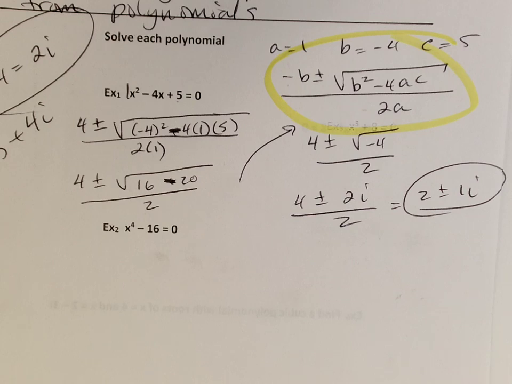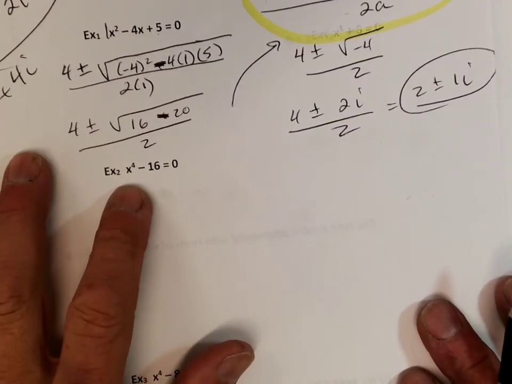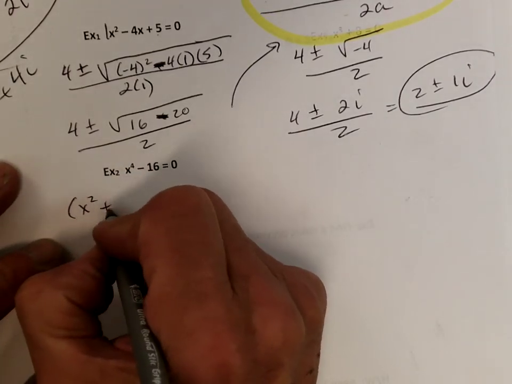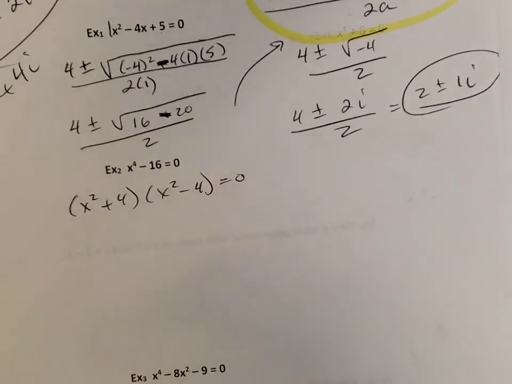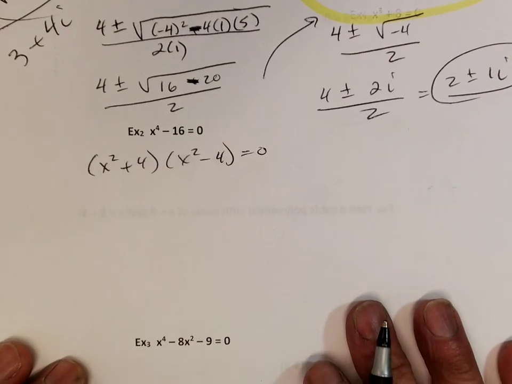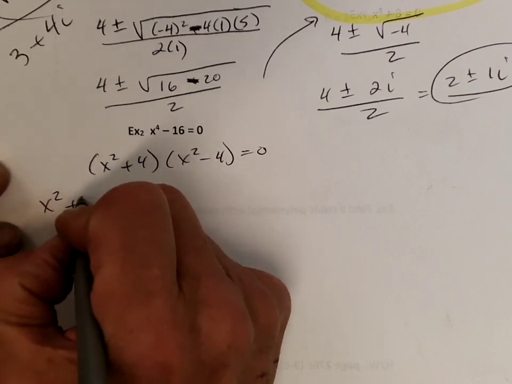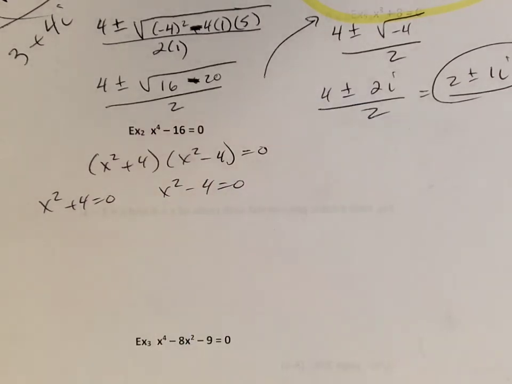Okay, thumbs up. Number 4. If it can factor, let's factor, okay? So I'm going to factor this into (x squared plus 4)(x squared minus 4). Does that make sense? 4 answers. So I got my mini equations. I've got x squared plus 4 equals 0 and x squared minus 4 equals 0, right? 4 answers, right?